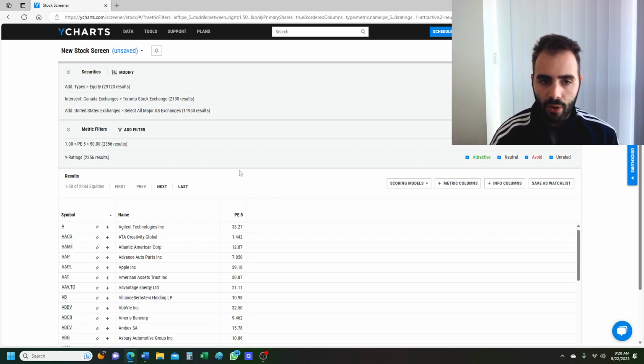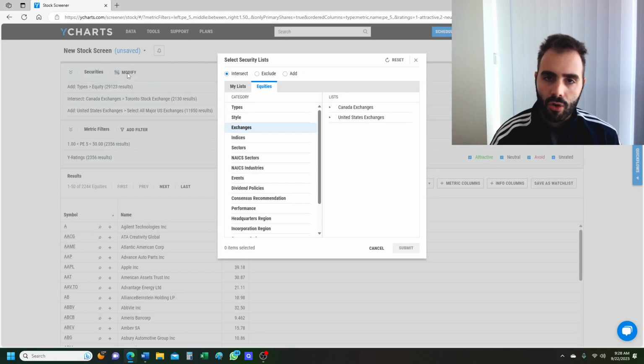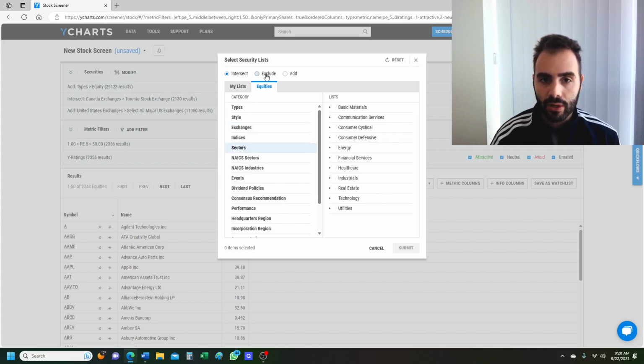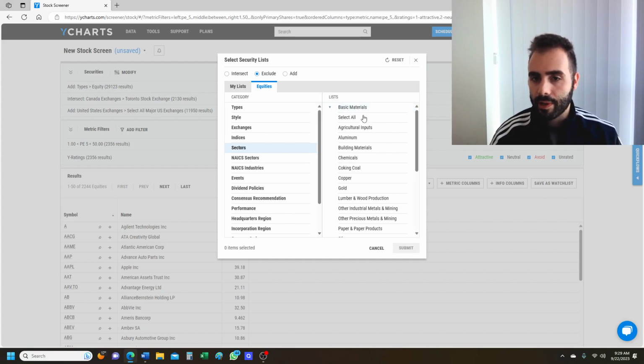Since we're down to about 2,000, I wouldn't really do too many more metric filters. I'll go back to the security aspect of things and eliminate companies based off of their sector that I don't understand. There are a lot of sectors that I just avoid because, as a retail investor, they are outside of my circle of competence.